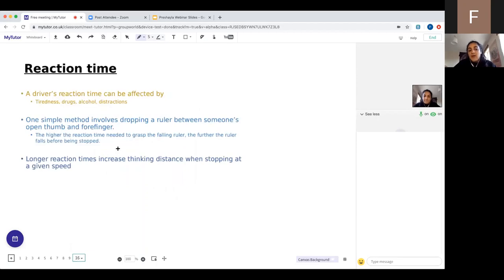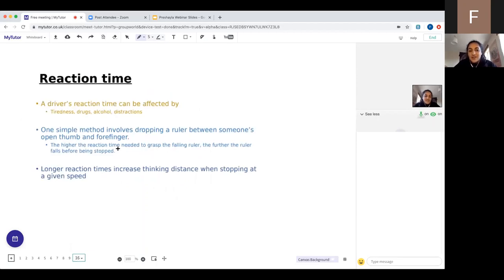Reaction time is a factor that affects thinking distance. If a driver has a bad reaction time, that's going to make the thinking distance much longer. And then what can reaction time be affected by? It can be affected by tiredness, drugs, alcohol, and other such distractions such as phones.